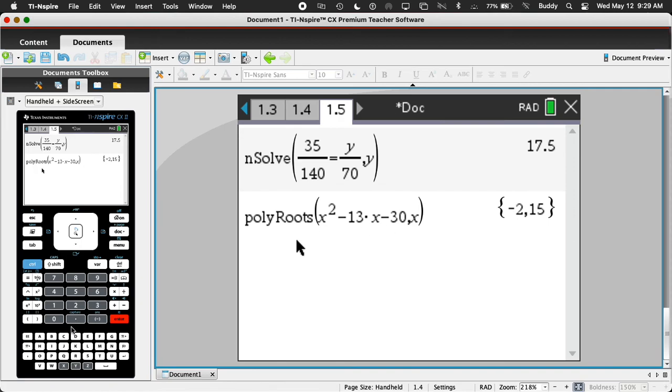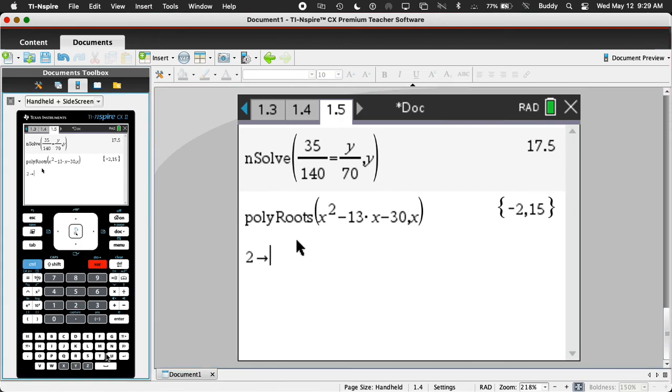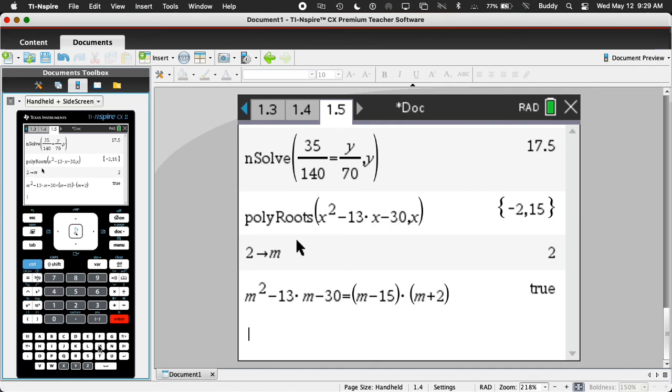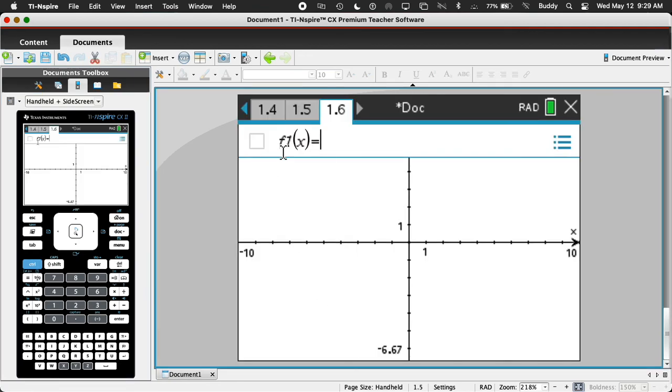I can also go ahead and just store 2 as my value for m and type in the two equations to verify that they are exactly the same. I'll say, hey, calculator, is that going to be the same as? And it gave me a true. Now, I could have also verified this using my graphing skills.